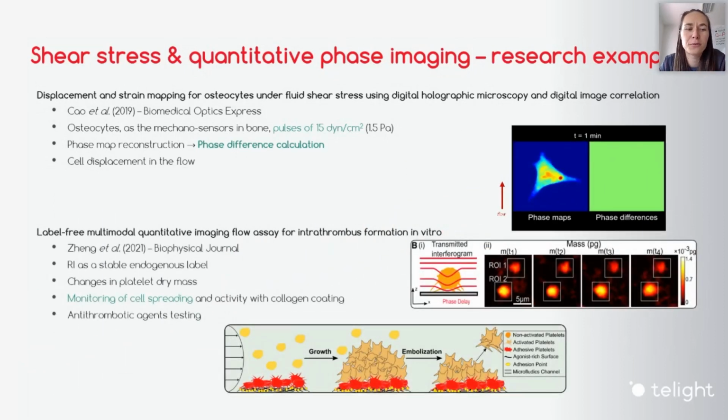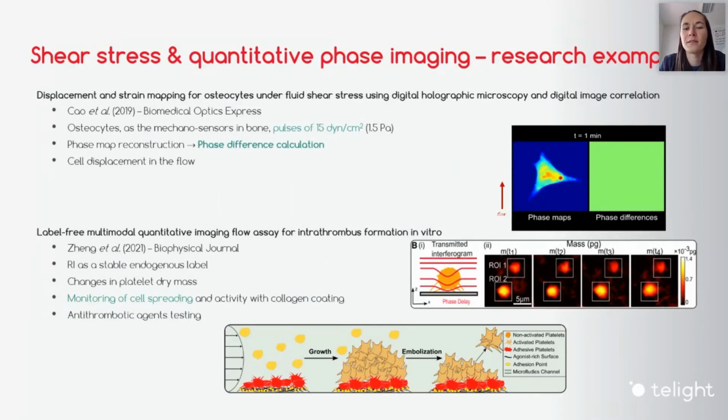The second paper I would like to introduce comes from Australia, from Cambridge, and it's about label-free multimodal quantitative imaging flow cytometry for in vitro thrombus formation. So in this research, scientists were studying platelets and how they actually react to the flow, how they became adhesive and then activated, so more platelets are combined together in the process of embolization.